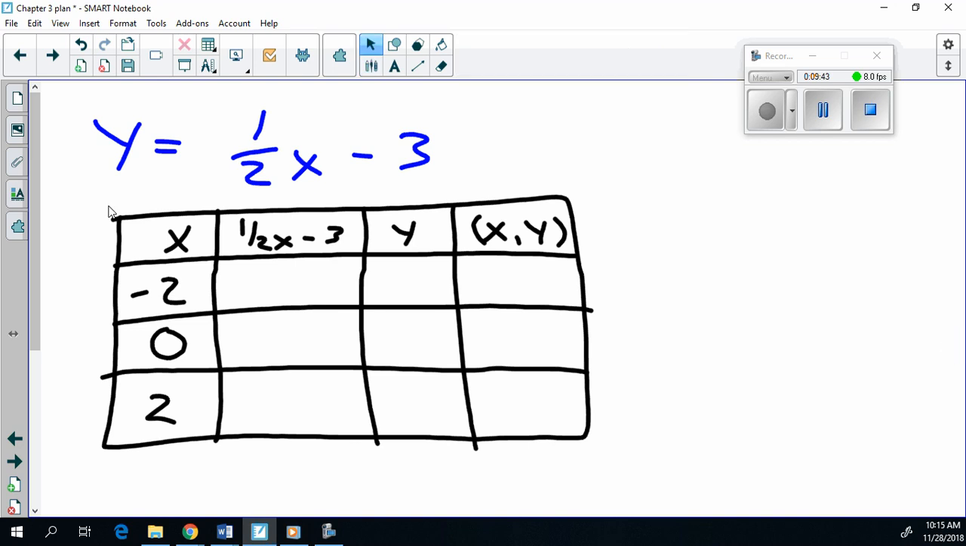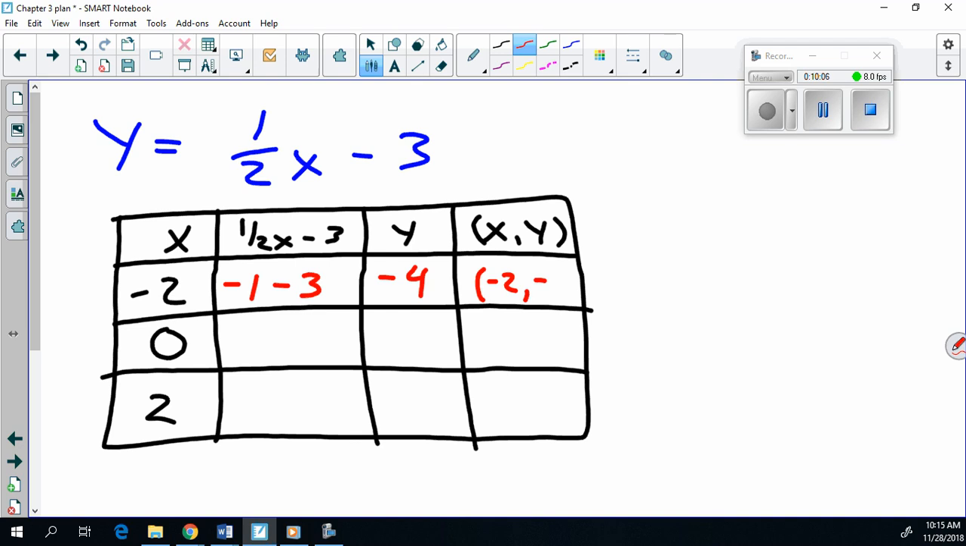So again, if I put the -2 in for x, half of -2 is -1. So now I have -1 minus 3. So what's -1 and take away 3 more? That's going to be negative 4, right? So I'm going to have negative 4 for y. So my x is negative 2, my y is negative 4. Okay, so far so good.